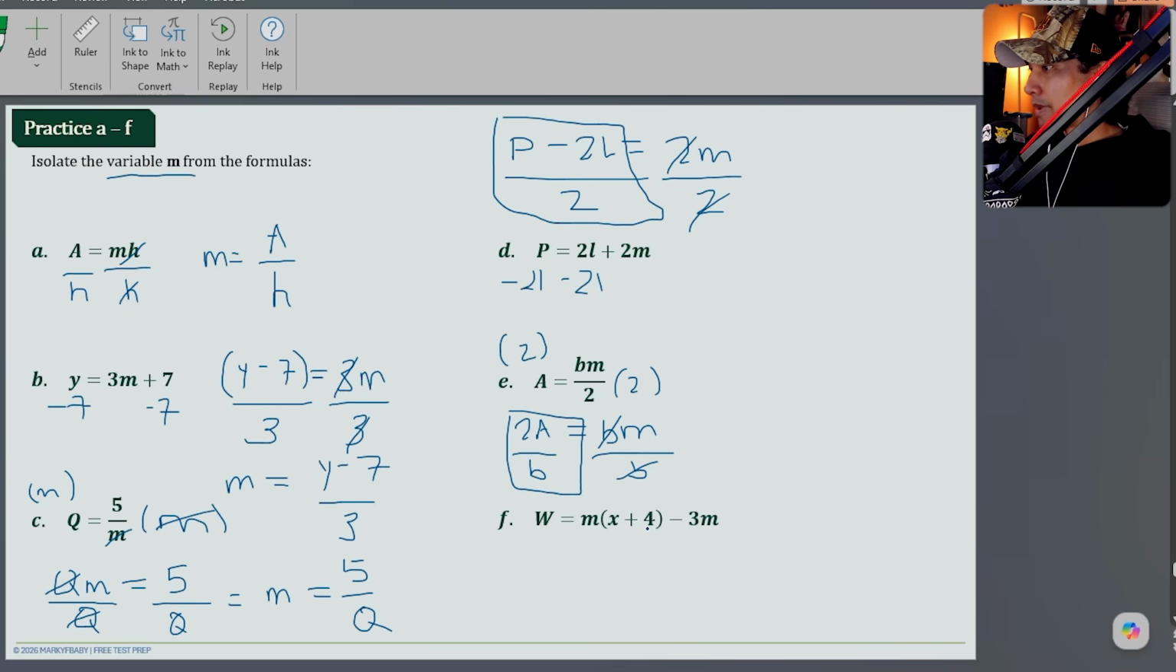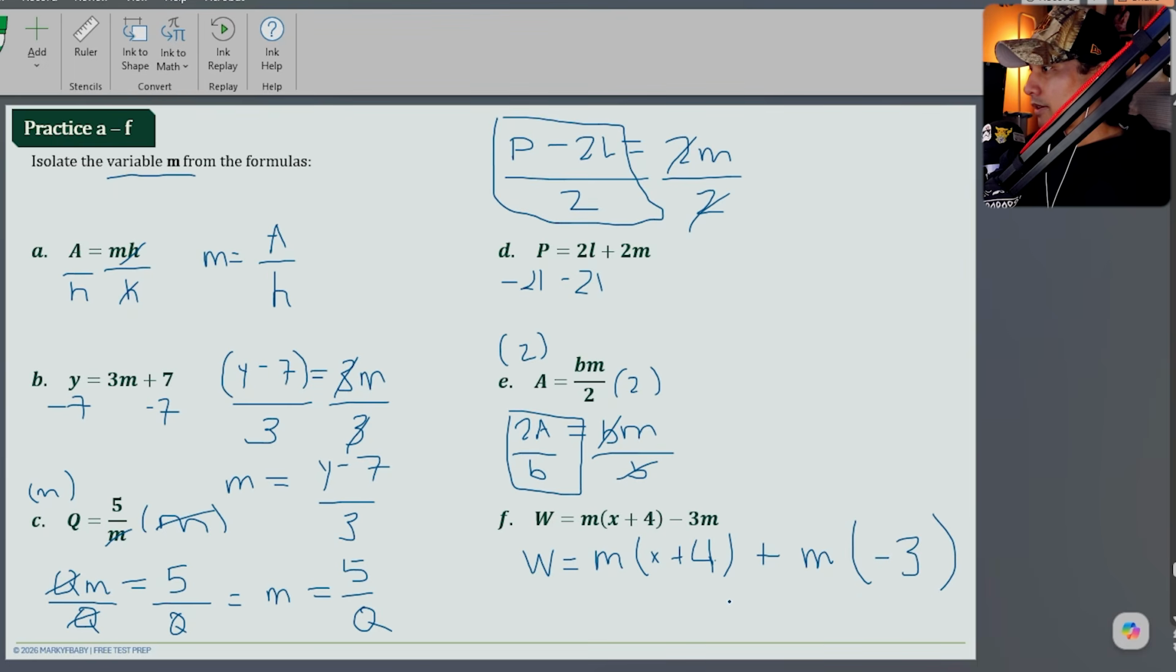Okay, W equals MX plus 4 in parentheses minus 3M. So how I would do this, okay? The first thing that someone might do is distribute, right? But that's actually wrong. You need to learn how to factor. This is also written like this. W equals, you have M, X plus 4, and then plus M, and then negative 3 in parentheses.